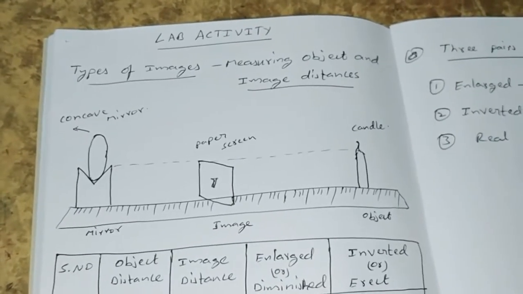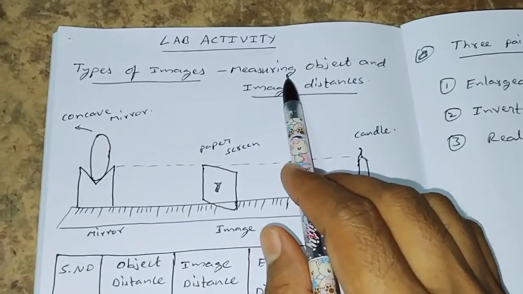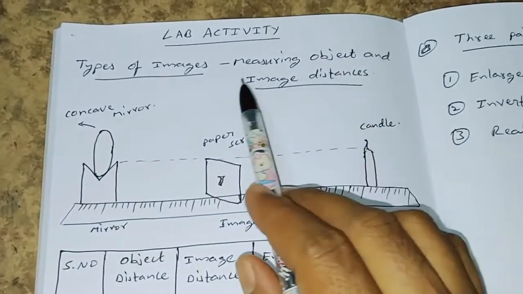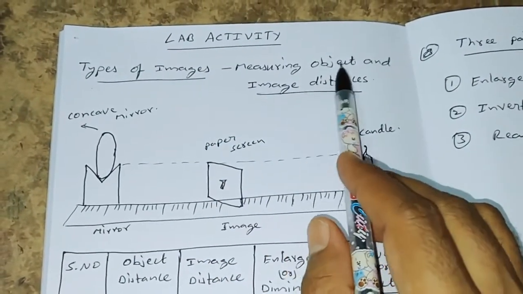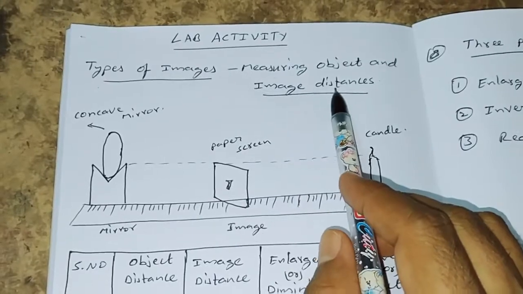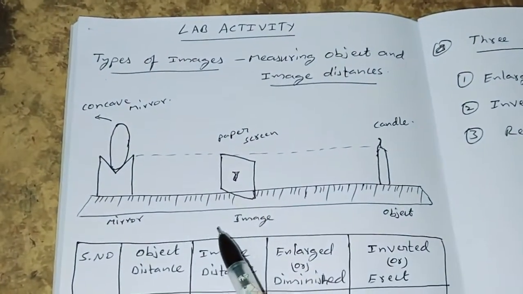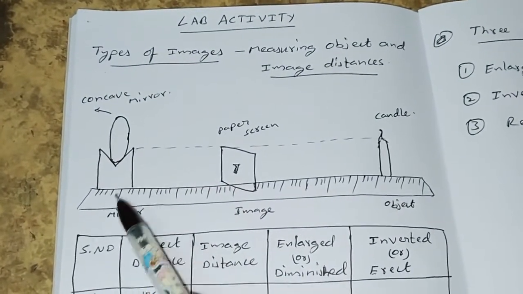Today we are going to discuss types of images and how to measure object and image distances. To know about different types of images and object and image distances, we have to do one lab activity. To do this lab activity, we need some materials. So what are the required materials?